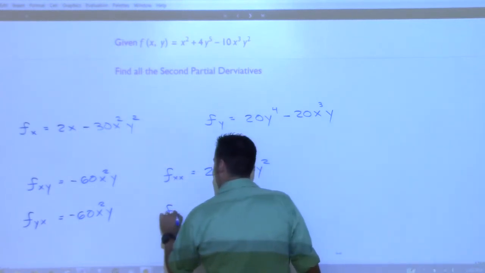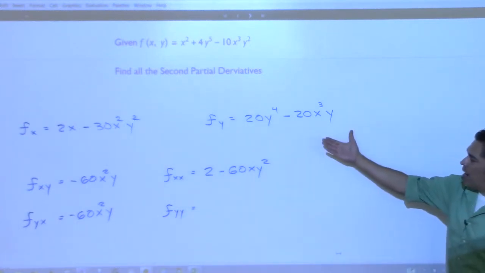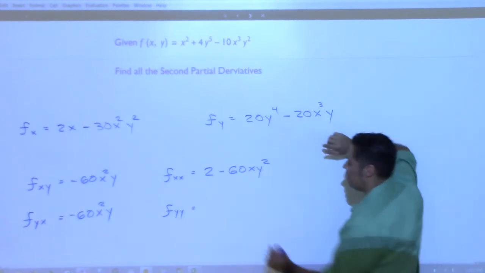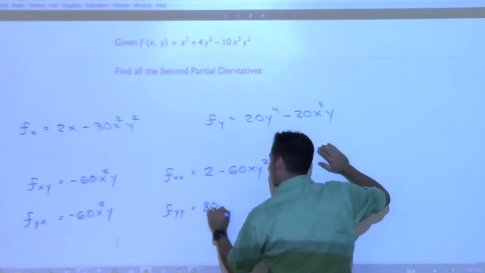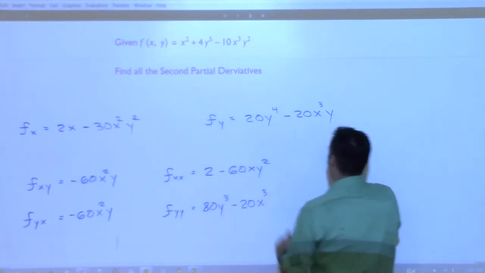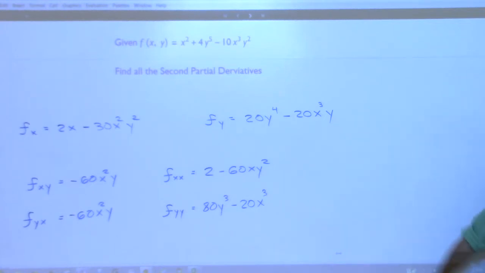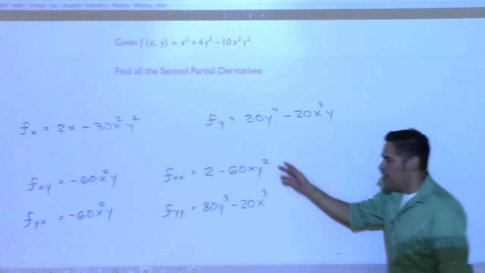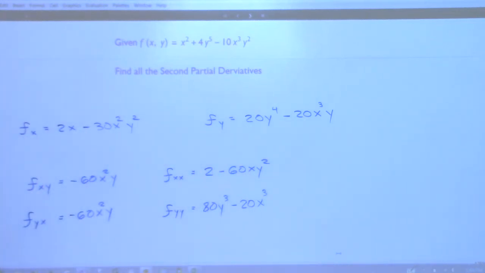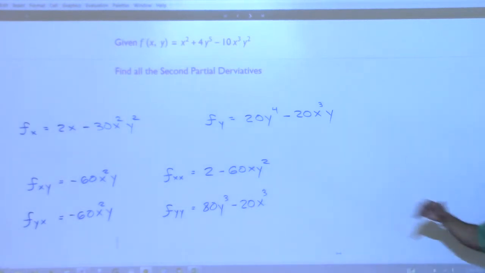All right, f_yy. So that's the derivative of that with respect to y again, right? So this with respect to y again would be 80y cubed minus 20x cubed. That's it, right? Because y is just y, so the derivative of y is 1. Everything else is a constant. These don't match, do they? But these do. That's interesting. All right, so mechanically, you understand how to do those 4?